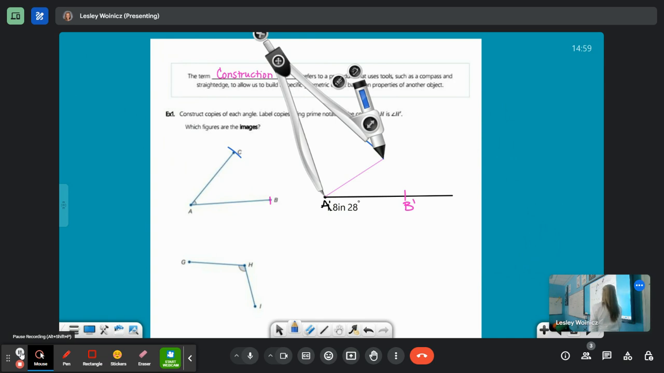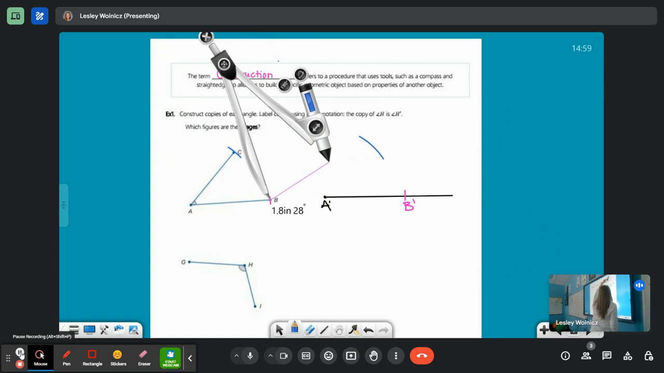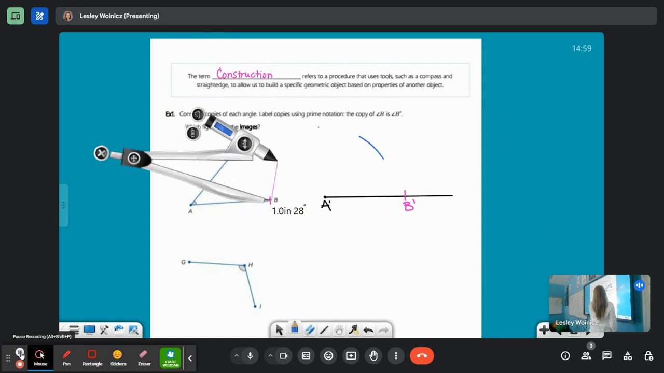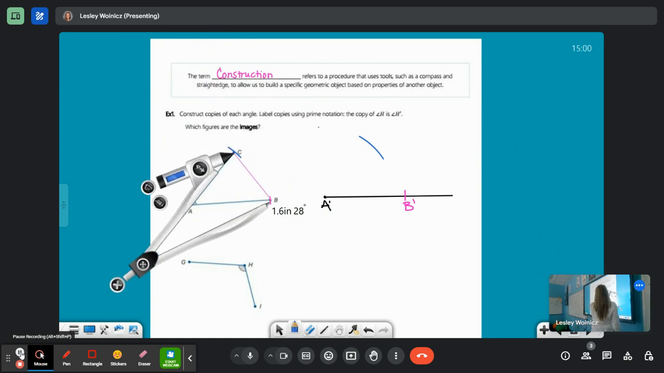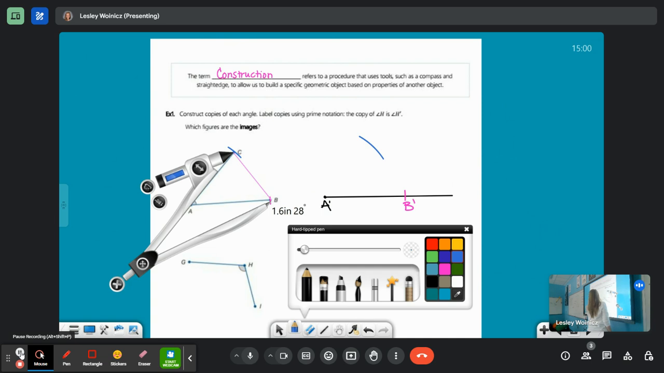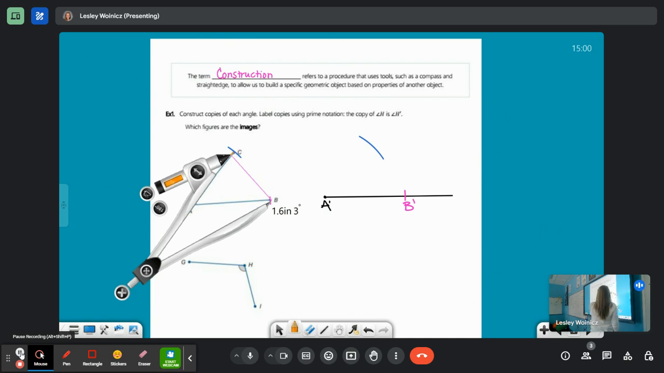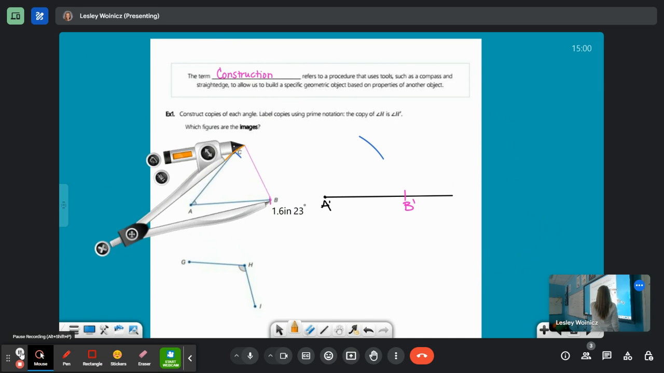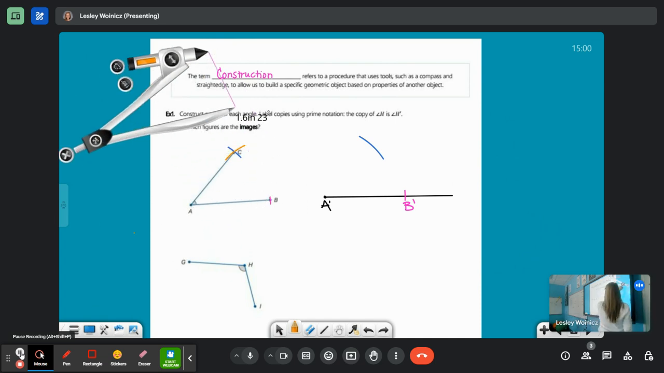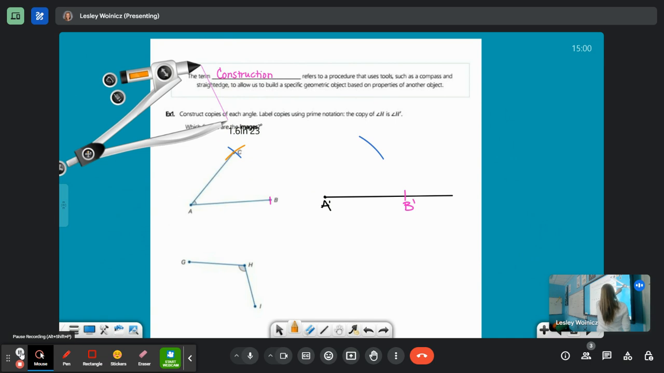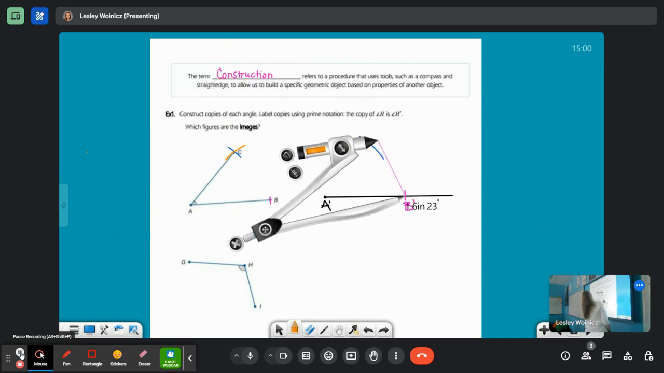Okay. Now I'm going back to my pre-image. Okay, I'm going to copy the distance from B to C. And it's the intersection of these two arc distances that tells me my location for C prime. Okay, and then I have to copy that over here.